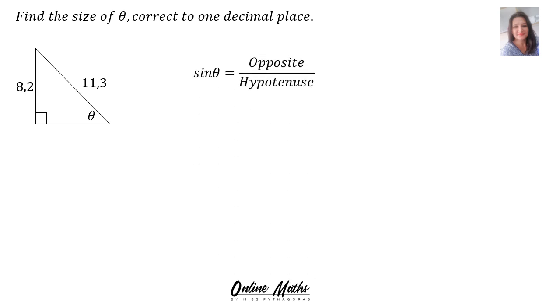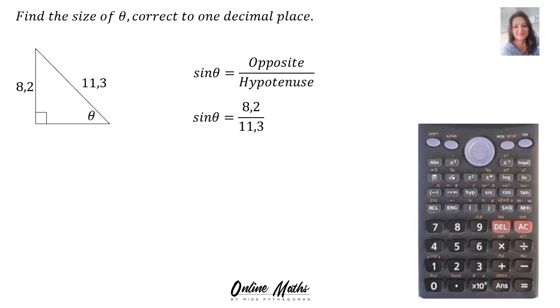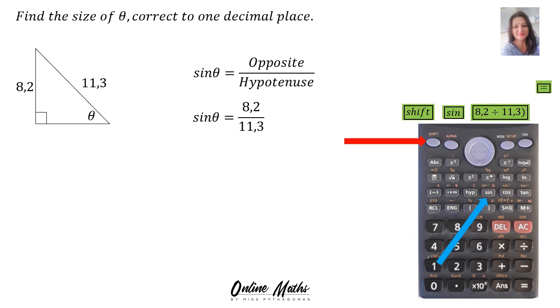So we will start with sin theta's ratio is opposite over hypotenuse, and then we substitute the values. The opposite's value is 8,2 over the hypotenuse value is 11,3. Now here's the steps. To work out an angle, we use the shift button. So we will start with shift, sin, 8,2 divide by 11,3 close bracket equals, and then your answer theta is 46,5 degrees.